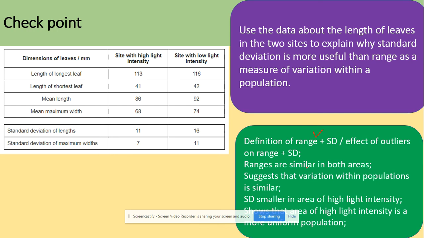Okay, so what we've got. When we work out the range of those values, they will be similar, and suggest that the variation within the population is similar, and the standard deviation is smaller with the high light intensity. Okay, so it shows that the area with high light intensity is a more uniform population.